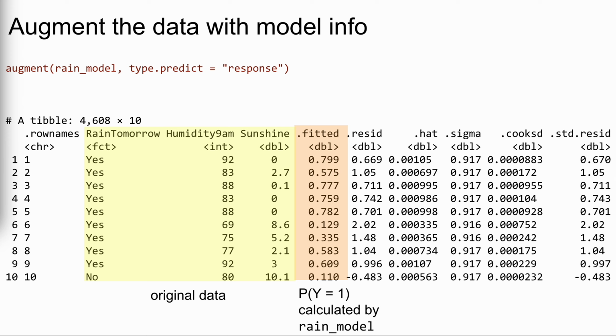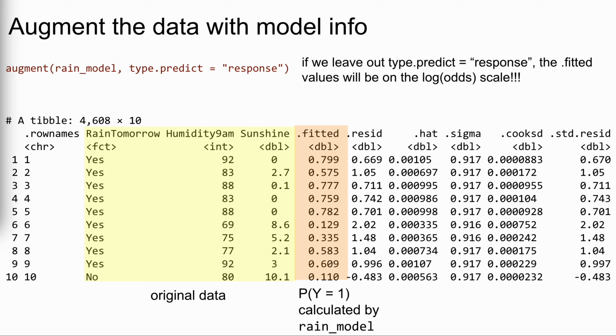This column, the fitted column, brings up an important piece of the code. By including type.predict equals response, we're communicating that we want this model uncertainty about the rain outcomes communicated on a probability scale. Now, if we leave this out, the fitted values would be communicated on the log odds scale, which is just a bit messier to work with.